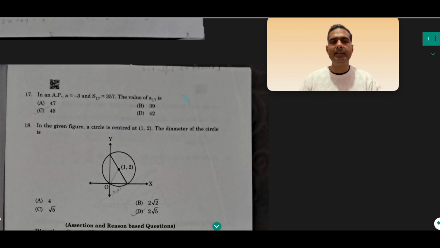So we can apply S17 will be equal to 17 by 2 into first term plus 17th term, that is the last term. So S17 is 357, is equal to, we can transfer the 17 by 2 on the left hand side. So 2 will go in the numerator, 17 will come in the denominator, is equal to a1, that is minus 3, plus a17 we have to find out.